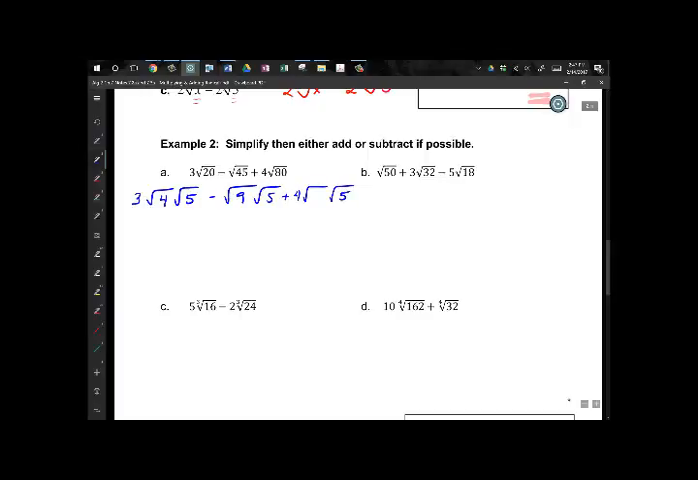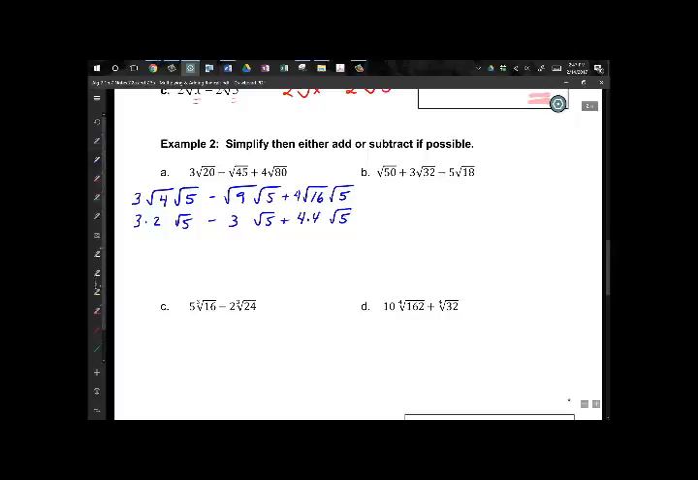So if you're not sure, divide on your calculator. Take 80 divided by 5, and you find it's 16. What a coincidence, it's a perfect square. So we've got 3 times 2 root 5. We've got 3 root 5. And we've got 4 times 4 root 5.